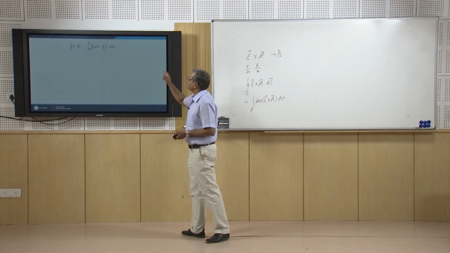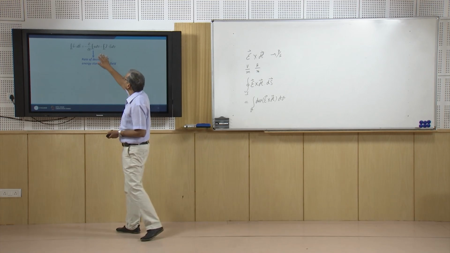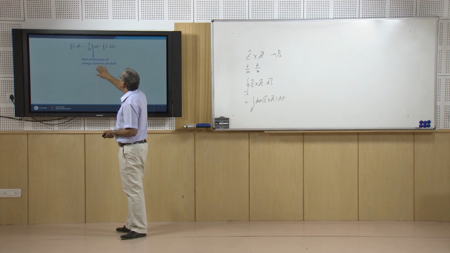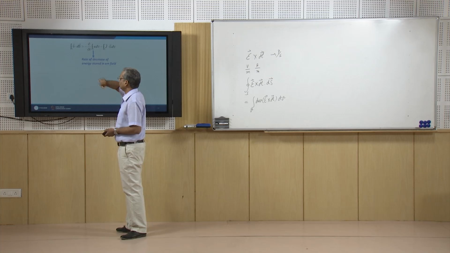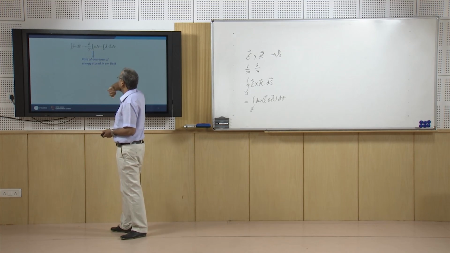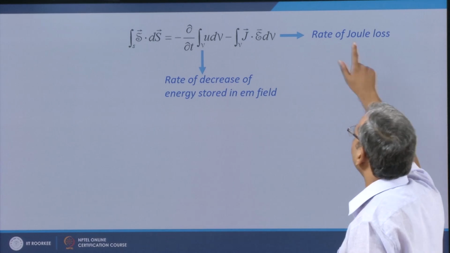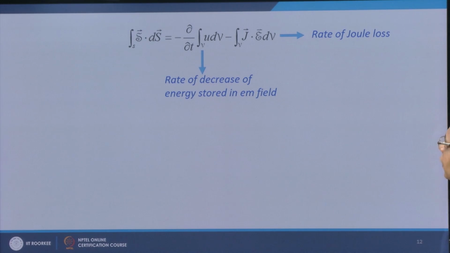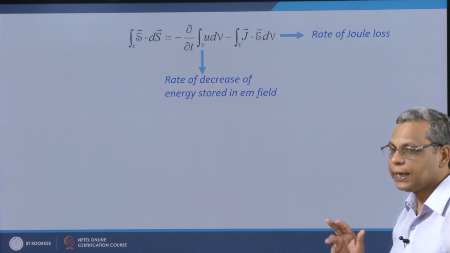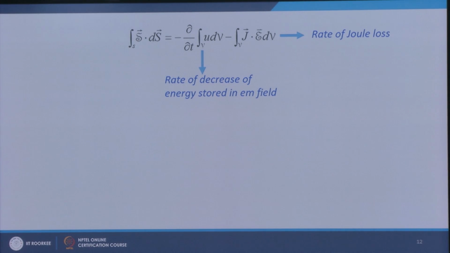Alright. So, this is what it is again here. This is nothing but the rate of decrease of energy stored in the EM field. Okay, U times dV will give you energy, and this is nothing but the rate of Joule loss. So, this S, what is S now? I can now interpret S.